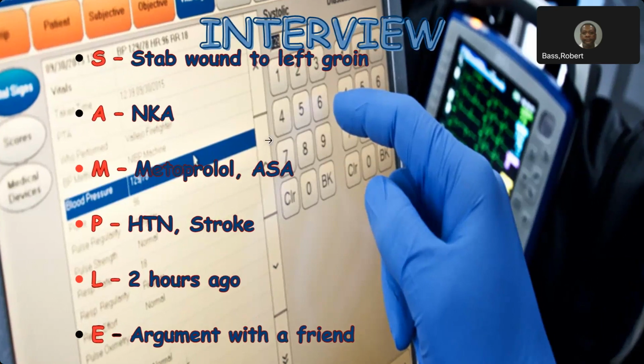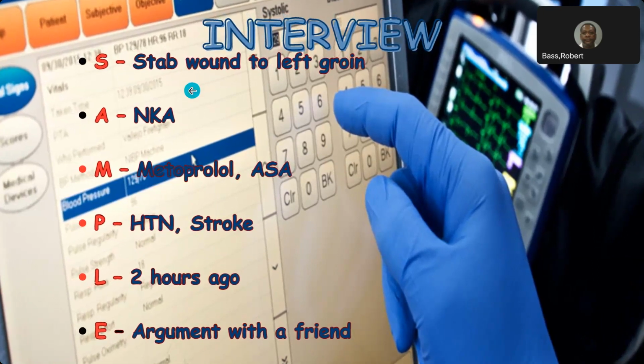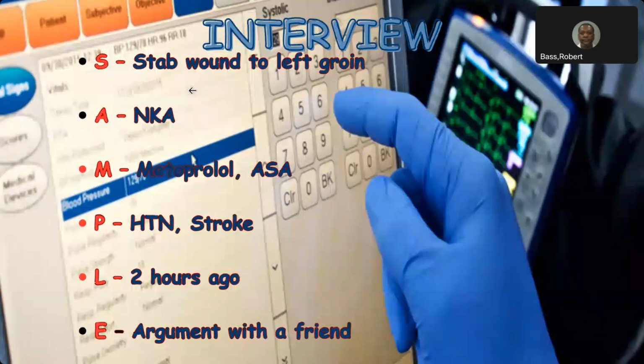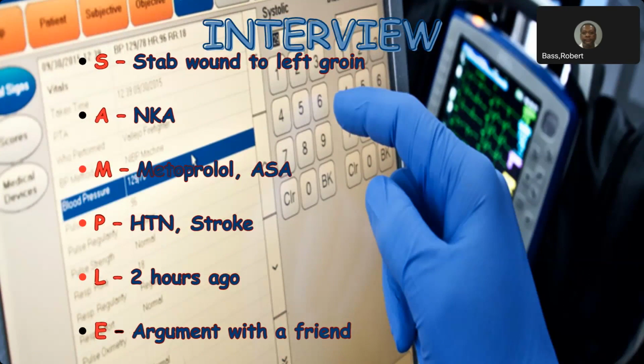Now, we try to get as much information as we can. The reason we try to get as much information as we can is because we're dealing with a level trauma. This patient is losing a lot of blood, and there's a possibility that, guess what, this person's mental status is going to start dropping. So we know that we've got a stab wound to the left groin.